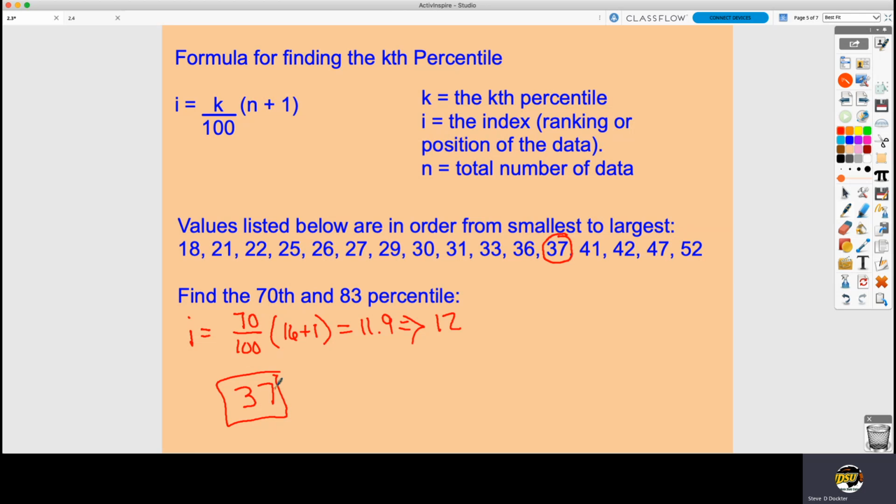If you're given the equation, it's just plugging stuff in, simplifying it down, and rounding it properly. So if this was 11.4 instead, then we'd round it down to 11, and then we just count until we get to that digit. Okay, so for the next one, go ahead and do the 83rd percentile, please.